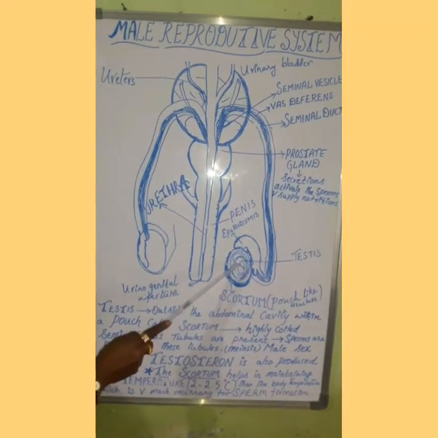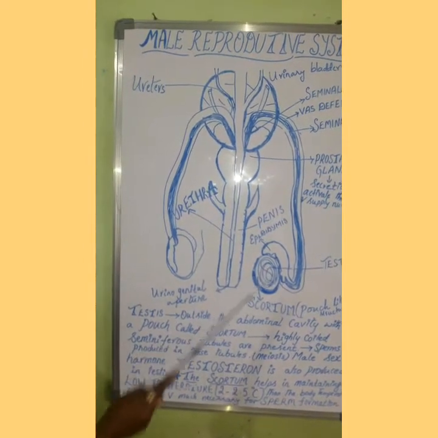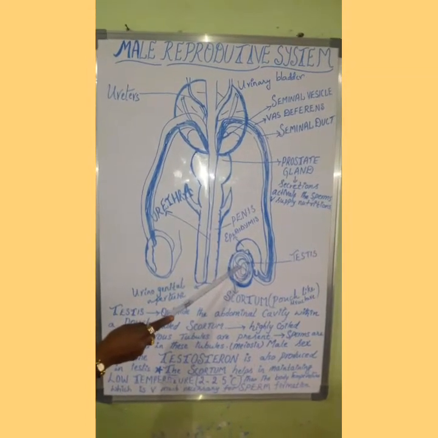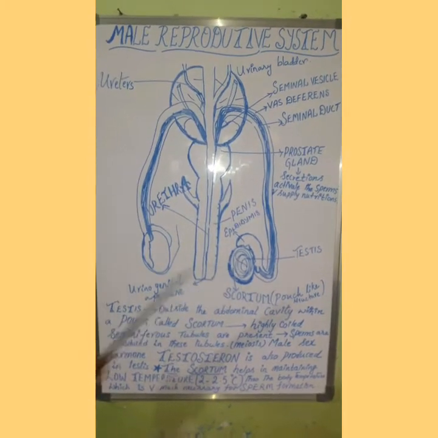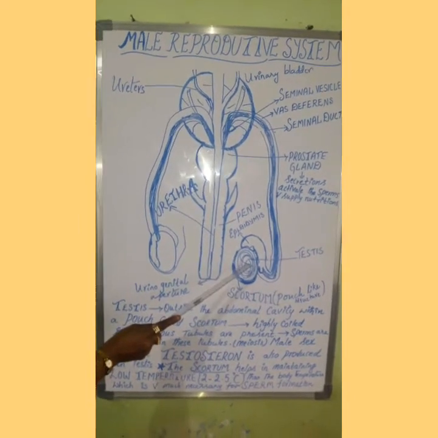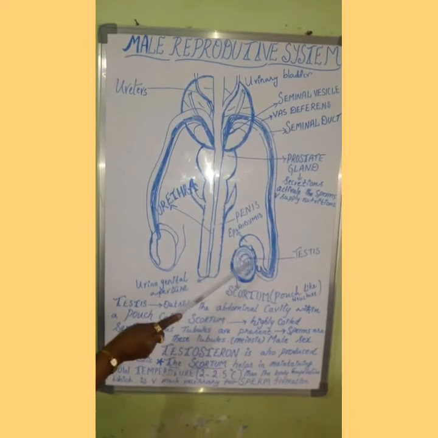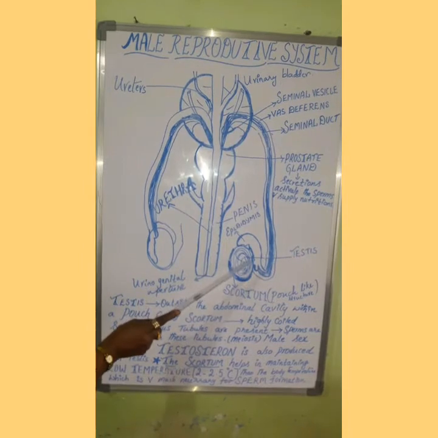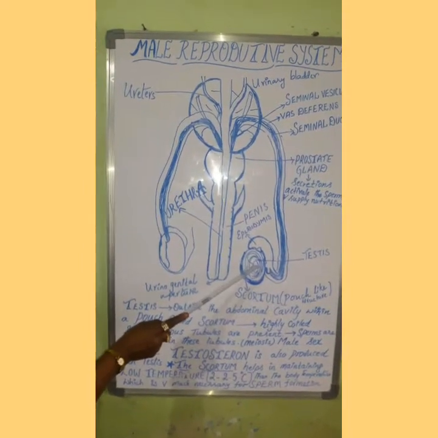Each testis has highly coiled seminiferous tubules. These seminiferous tubules produce sperms. So these highly coiled seminiferous tubules inside the testis are able to produce sperms by meiosis cell division.